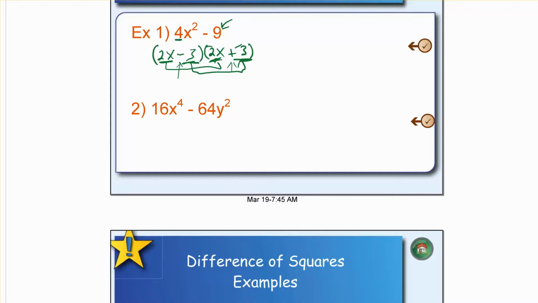And the common factor... Okay, Tanner keeps coming in, so I keep forgetting where I was at.